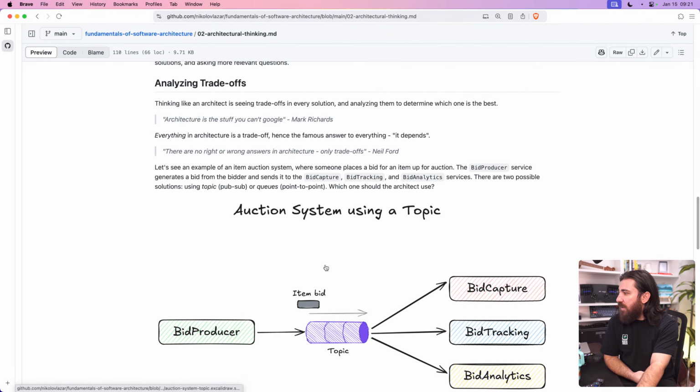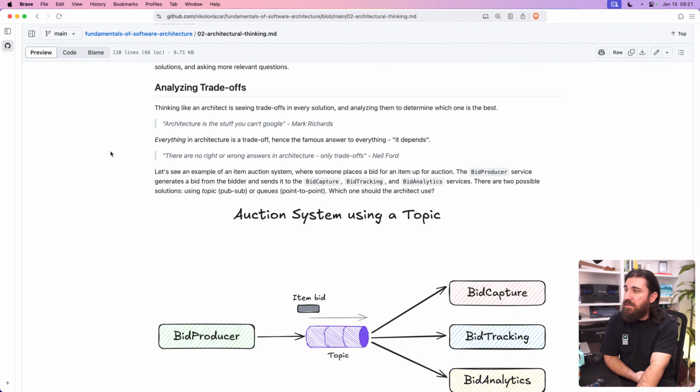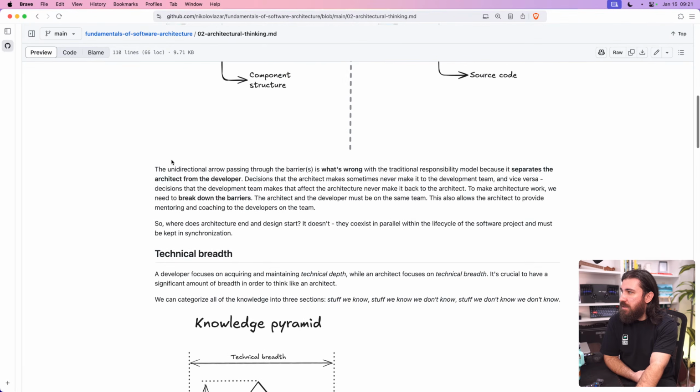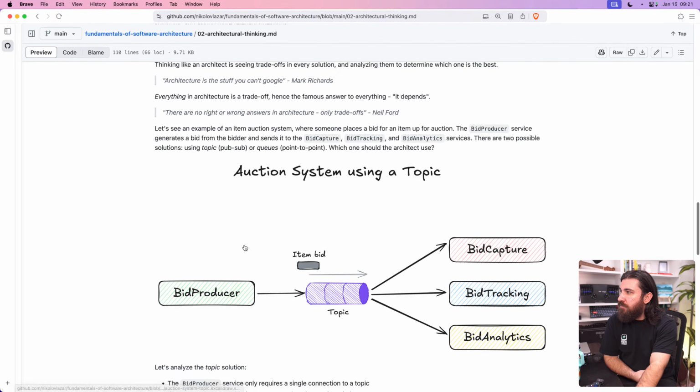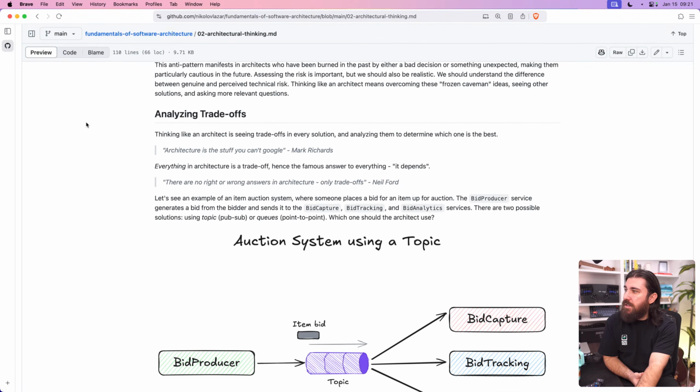All right, let's get into the third part, analyzing trade-offs, which is one of the aspects of architectural thinking: understanding, analyzing, and reconciling trade-offs between solutions and technologies. Thinking like an architect is seeing trade-offs in every solution and analyzing them to determine which one is the best. There's a quote by Mark Richards, one of the authors: "Architecture is the stuff you can't Google." And I really like this quote.